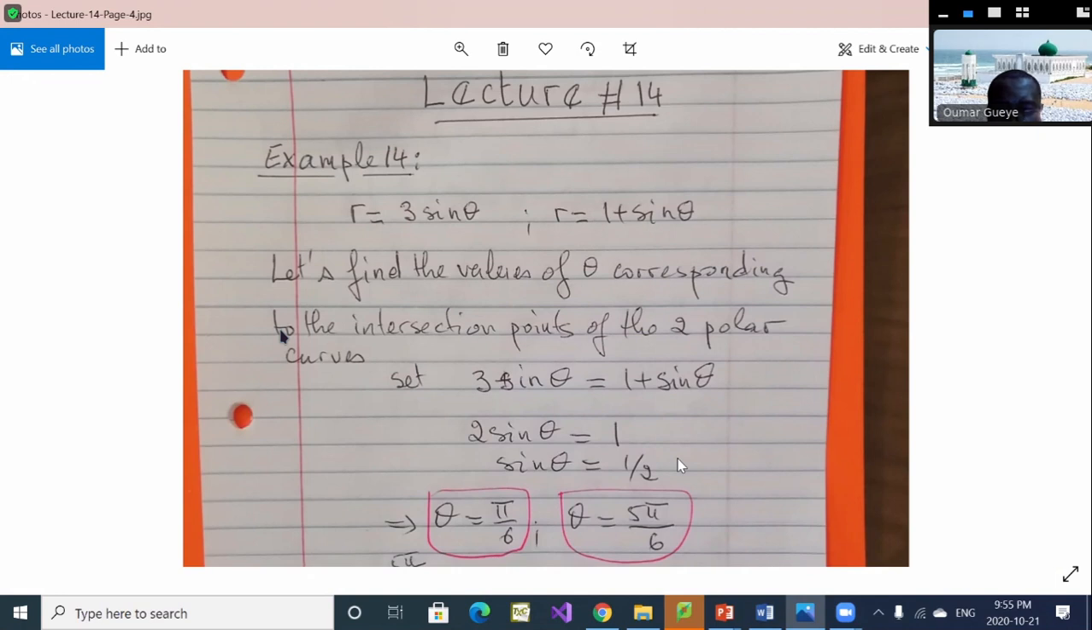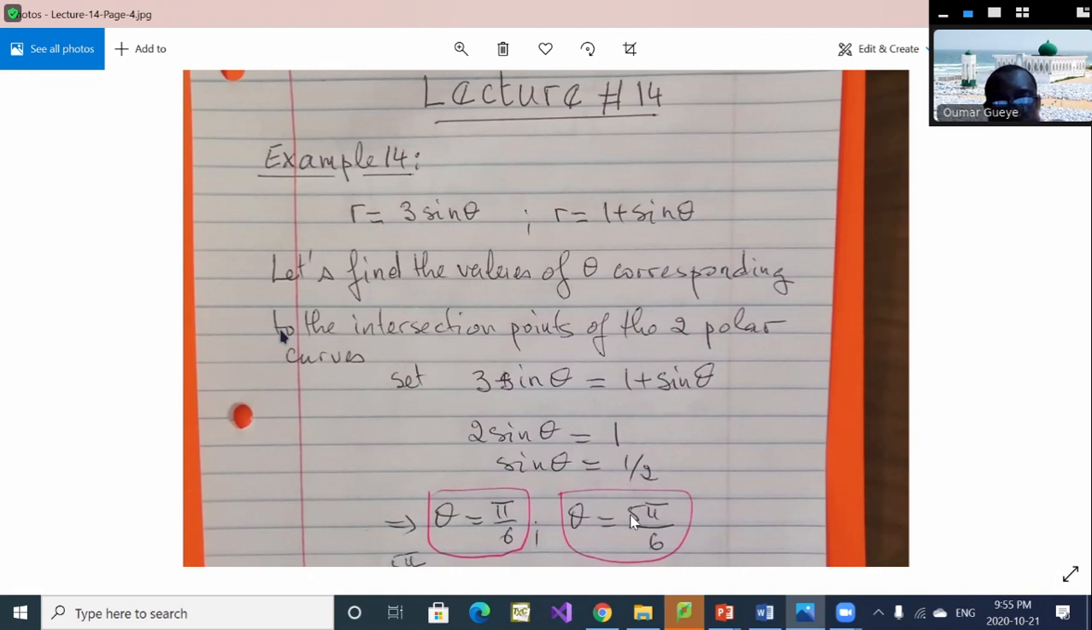In the third and fourth quadrants, the sine is always negative, and here our sine is positive. That's why we don't have to look there. So now we're going to integrate from the smallest value, which is pi by 6, to 5 pi by 6. Now we know theta 1 is pi by 6 and theta 2 is 5 pi by 6. We're ready to apply the formula.